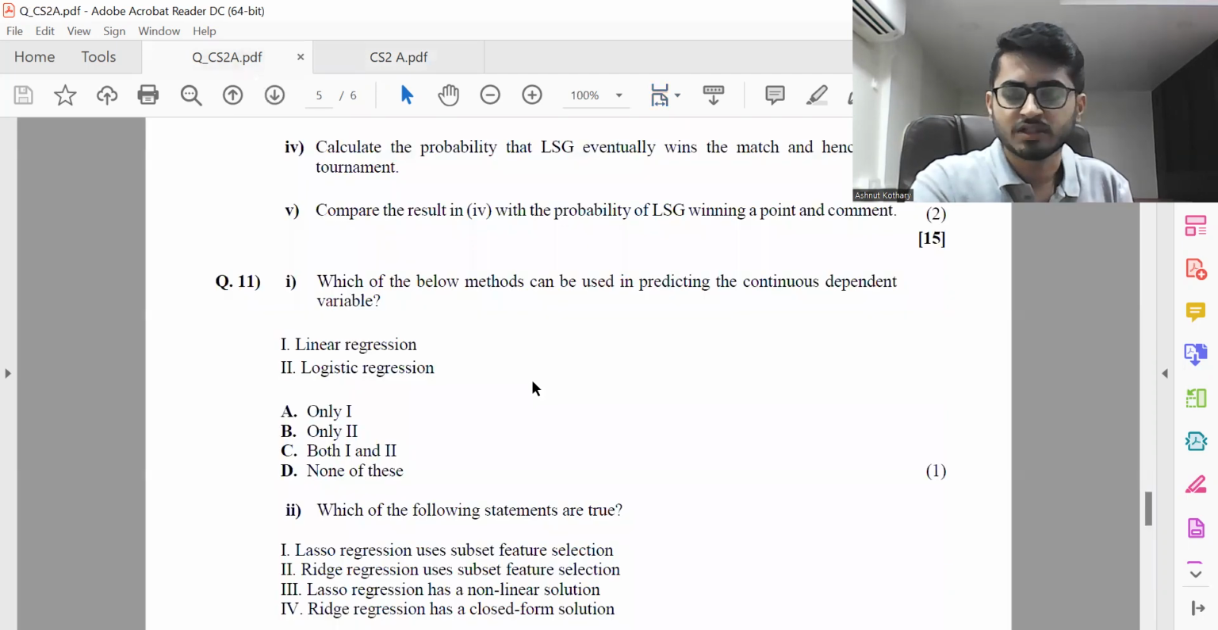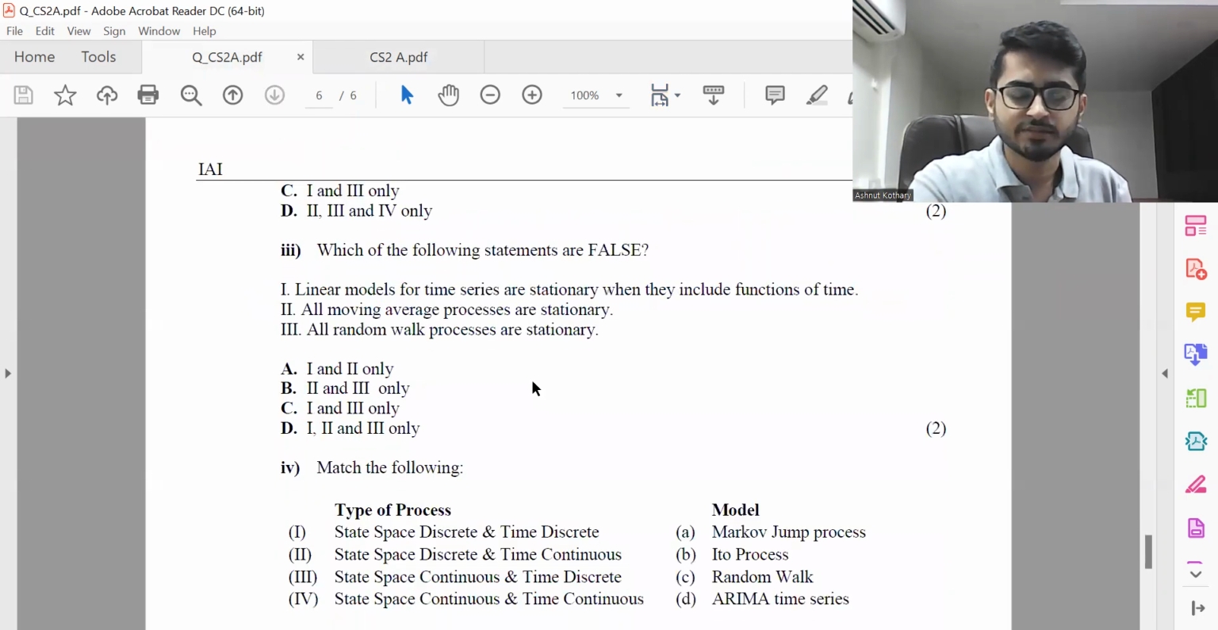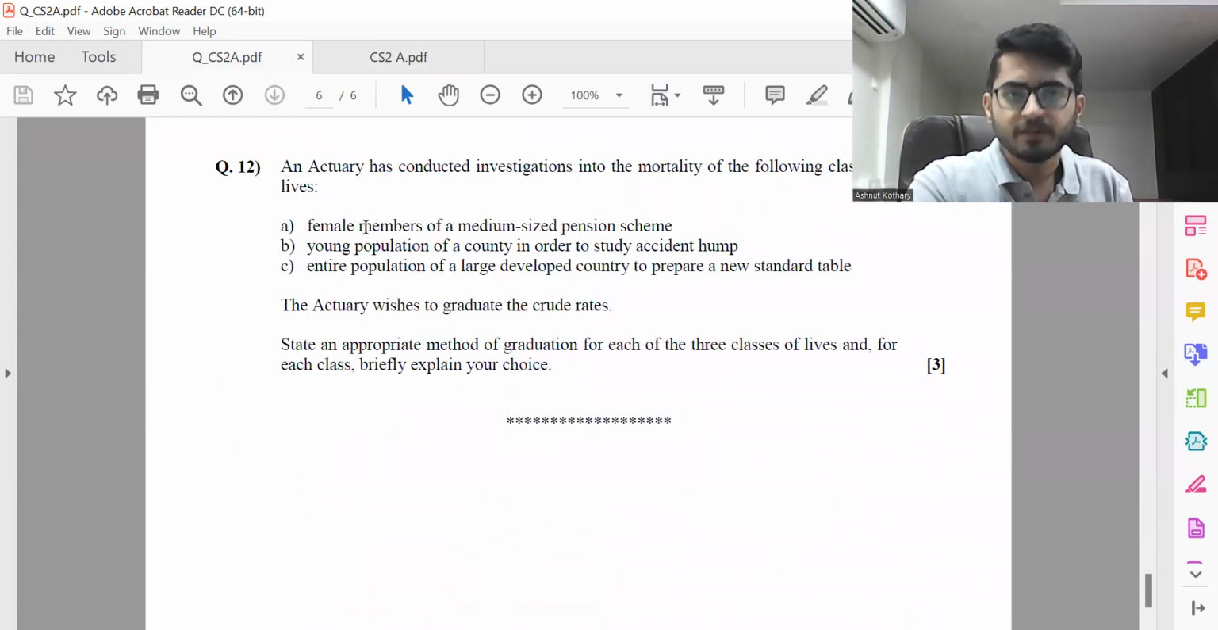And then finally, we have question number 12, which is from graduation. For the female members of a medium-sized pension scheme, we could use graduation with reference to a standard table. For the young population of a country, in order to study accident hump, we can use parametric graduation. For the entire population of a large developed country, we need to use basically the third method.